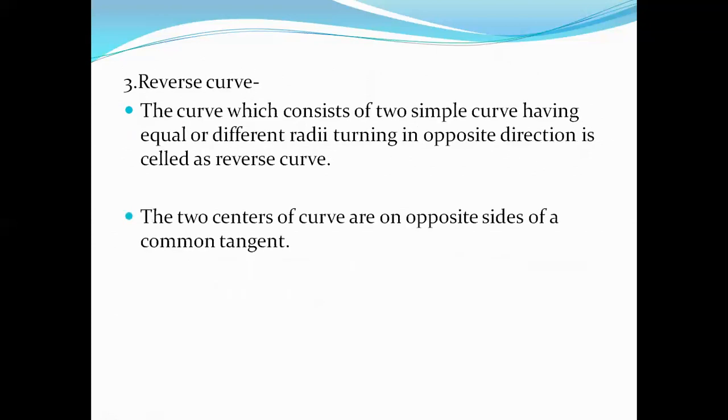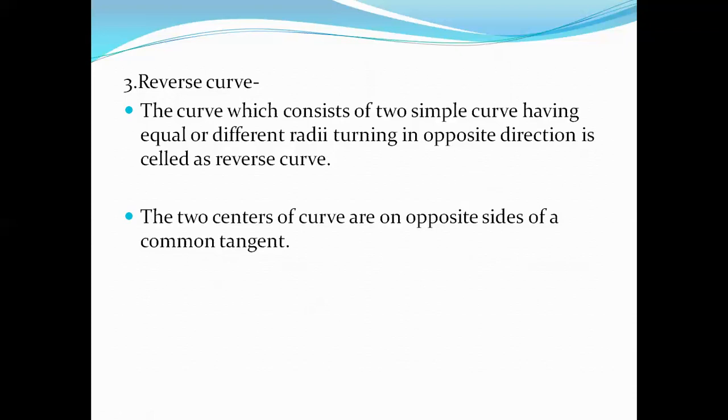Then the third type of horizontal curve is the reverse curve. The curve which consists of two simple curves having equal or different radii turning in opposite directions is called a reverse curve. What is a reverse curve? Two simple curves having equal or different radius and turning in opposite directions.